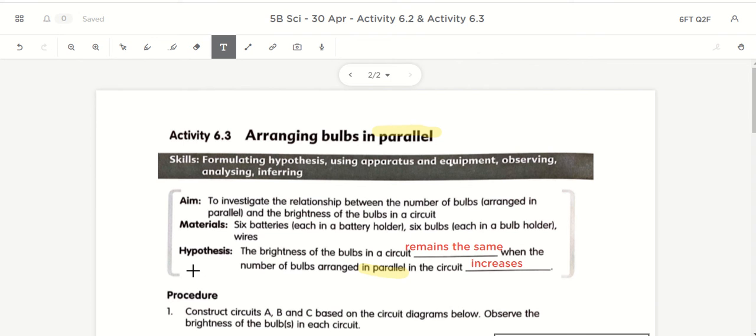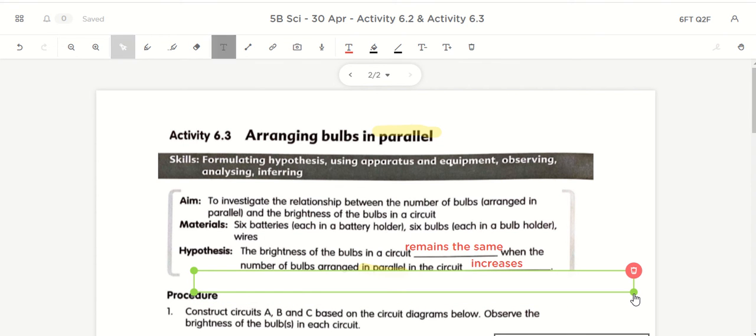So what's the relationship here like just now? Let's write it down. So when I have, I can have more or I can have less bulbs connected in parallel.